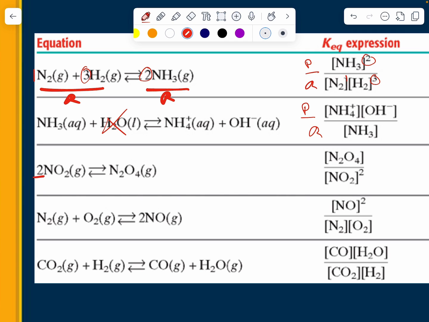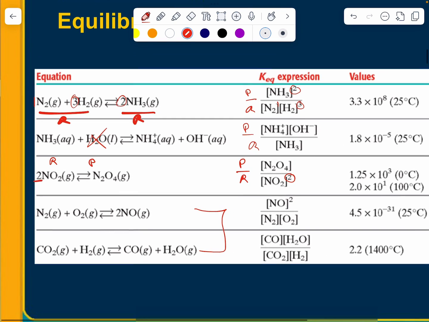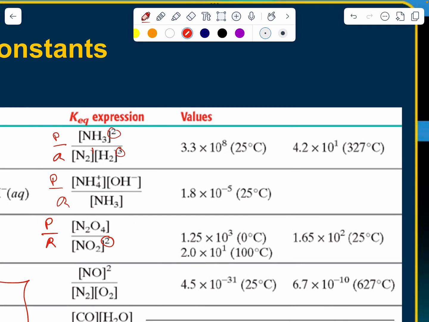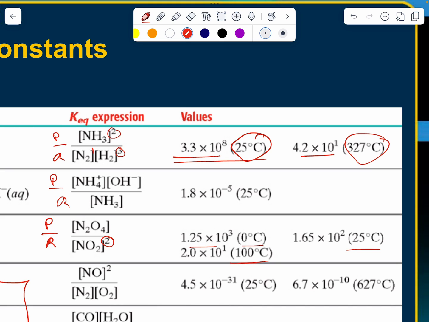Here we have 2, so we should have 2 here. This is the reactant, this is the product. Products over reactants. And the same for these two. Okay, just one note here. If we change the temperature, the equilibrium constant will change. Changing temperature will change the value of K.